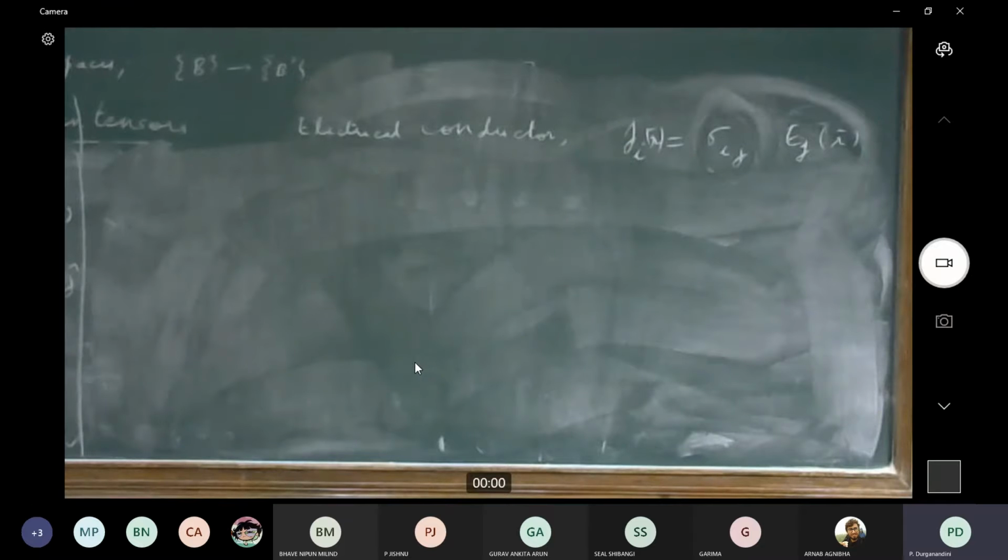Another very important application of this is in classical mechanics, which is actually where you start studying it. So let's consider a rigid body. I mean, this is where I think you are first introduced to tensors. So if I consider a rigid body, let me just consider.